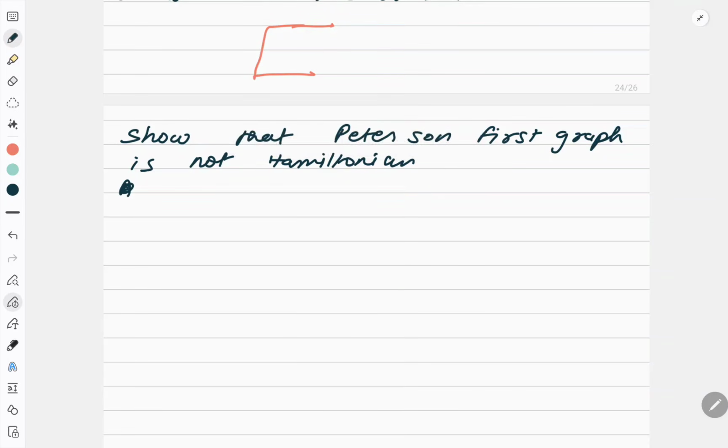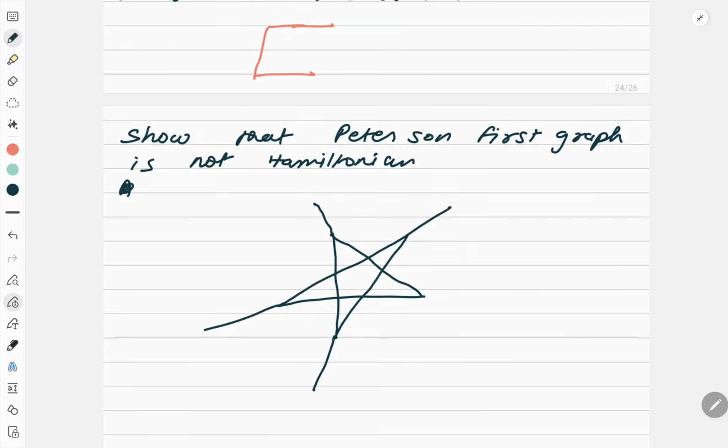Okay, so let's do this. Okay, so now this is a Petersen graph. My simple pen is better than the technology, or I am not a technical person, so I am making mistakes. Okay, let's do this.